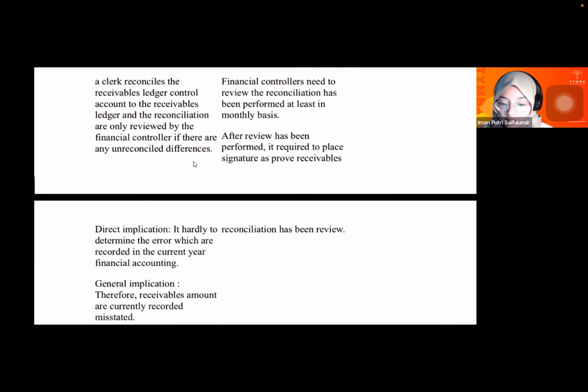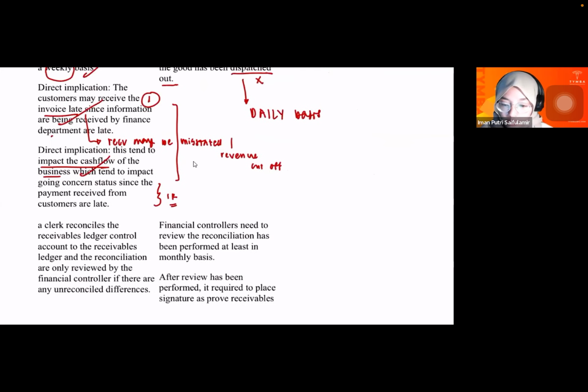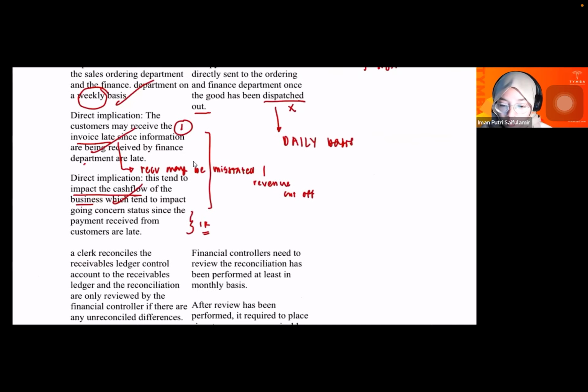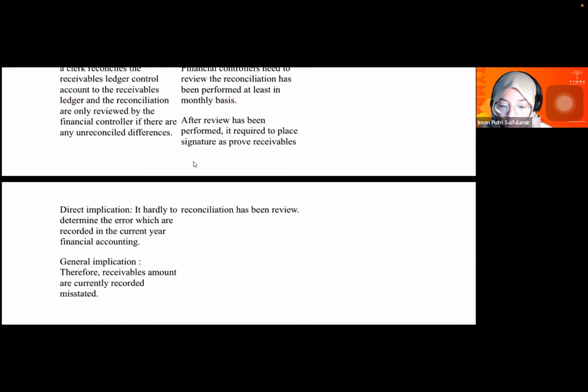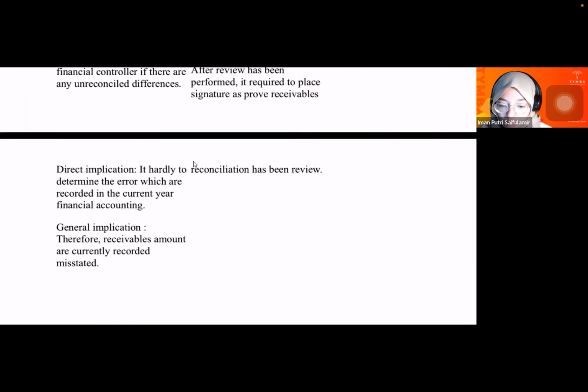Okay. Next is a clerk reconciles the receivables ledger. Okay. Recon have been determined if the error which are recorded in the current year financial accounting.